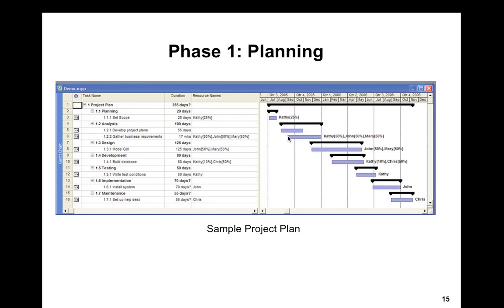So, here's a sample project plan. Have you guys studied project management? Are you familiar with the concept of project management? So what is that? What kind of chart are you looking at on the screen, for those of you who studied project management? What is this called? What's this program? This is Microsoft Project, actually.